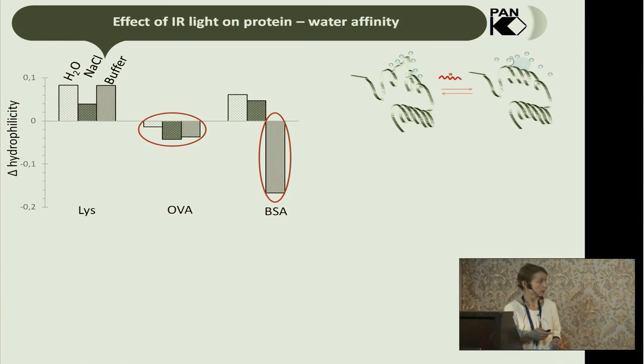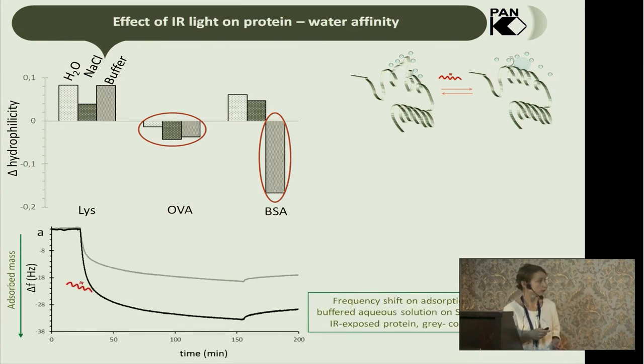And we also have some indirect evidence coming from a complementary technique, quartz crystal microbalance, confirming that indeed after exposure to infrared light, those proteins have less water affinity. So what we can see with quartz crystal microbalance is the adsorption of protein on the quartz sensor, and here the decrease in the frequency is proportional to the adsorbed mass. So this is the control conditions, the gray trace, and this trace is after irradiation. So after irradiation, we have much more mass of protein adsorbed, which can indicate that it has in fact less affinity to the water and more propensity to the solid surface.